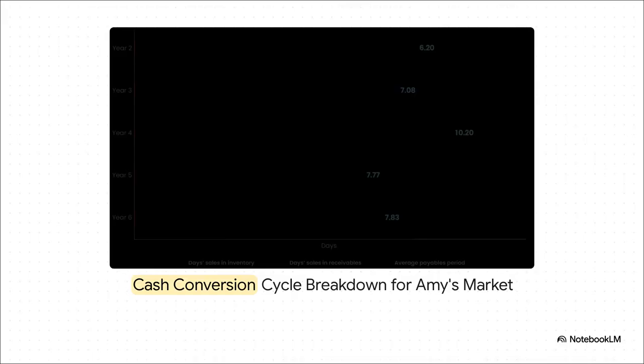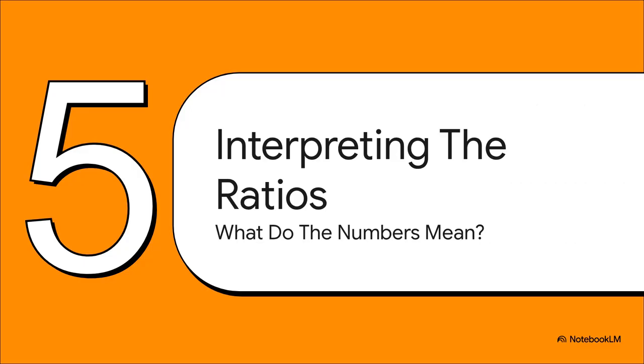Looking at the visual breakdown for Amy's Market, we can see they have an average payables period of 7.83 days for year 6. So why is this important? Well, because this roughly 8-day period is a massive component of the overall cash conversion cycle. It essentially represents the amount of time Amy's Market is freely operating on their suppliers' money before they actually have to dip into their own cash reserves. It's basically free financing. Let's talk about what this actually means in Section 5, interpreting the ratios.